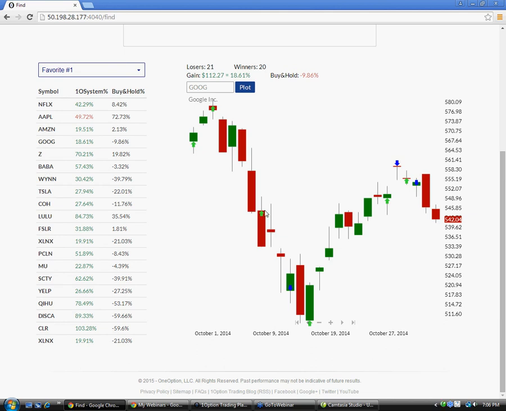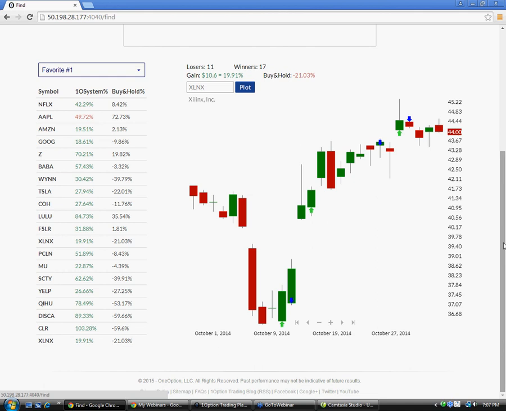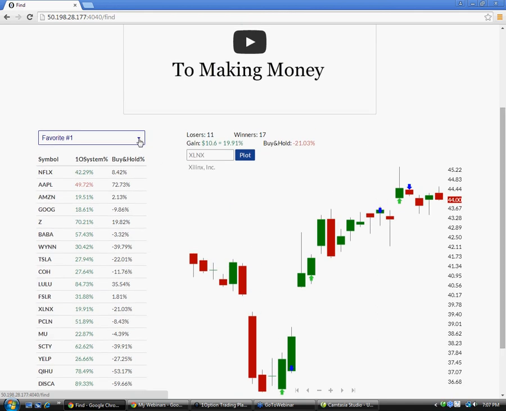Again, please ignore these arrows here. You will see buy and sell signals on the chart, but these are not representative of what the symbol has done. It was just a data sampling that we used to populate the test server to make sure that it was working. But the point is that you'll be able to see how the OneOption system performed, how buy and hold performed, and then very easily just click through the different symbols to see if anything strikes a chord. I've got a second list of favorites.